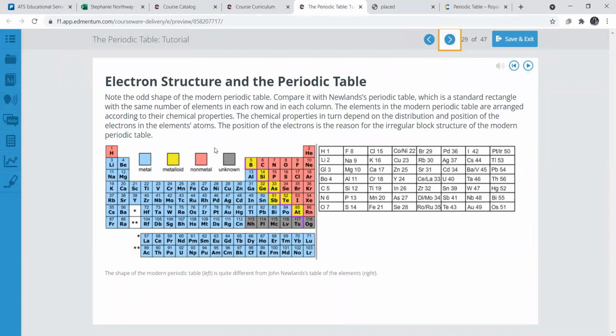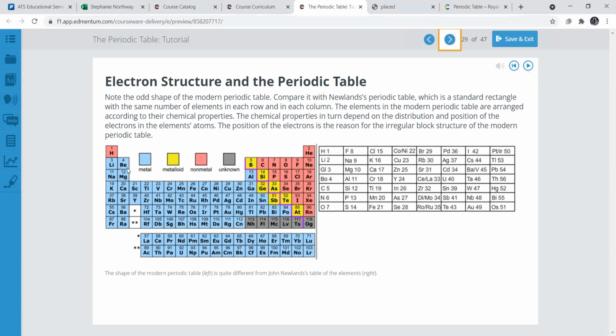And then it says that the elements in the modern periodic table are arranged according to their chemical properties. The chemical properties in turn depend on the distribution and position of the electrons in that element's atoms. The position of the electrons is the reason for the irregular block structure of the modern periodic table. So again, that's why the structure of the periodic table is kind of broken down some.